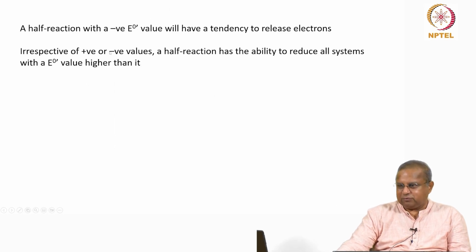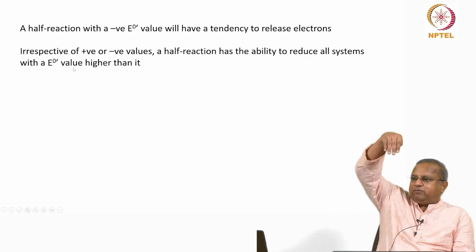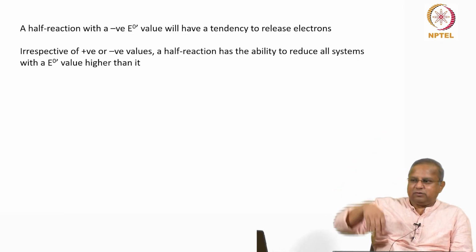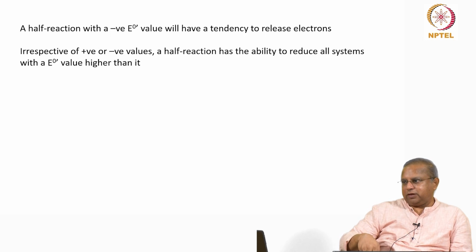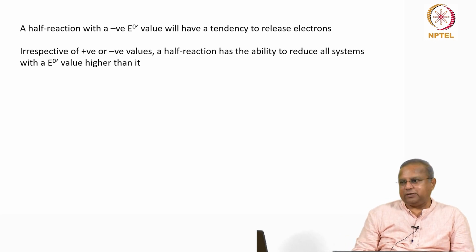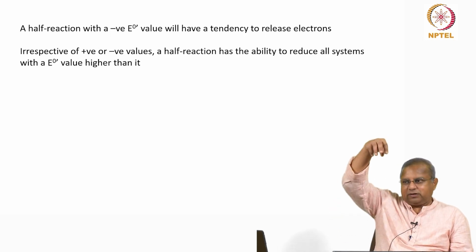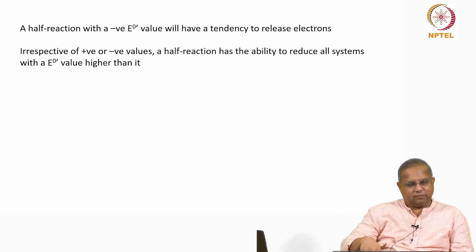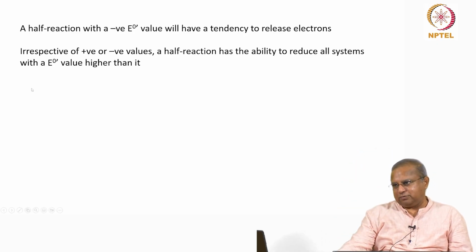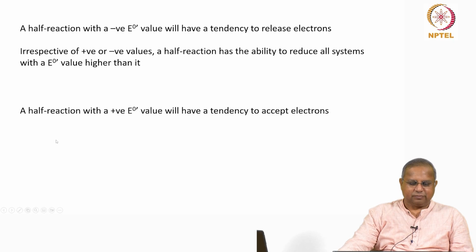Irrespective of positive or negative values, a half reaction has the ability to reduce all half reactions with an E naught dash value higher than it, right. That is what I mentioned. So, this can be viewed as an electron tower, with electrons moving from top to bottom. That is a very nice picture to have. Whatever electrons are in the top half reactions will go down easily to the bottom half reactions.